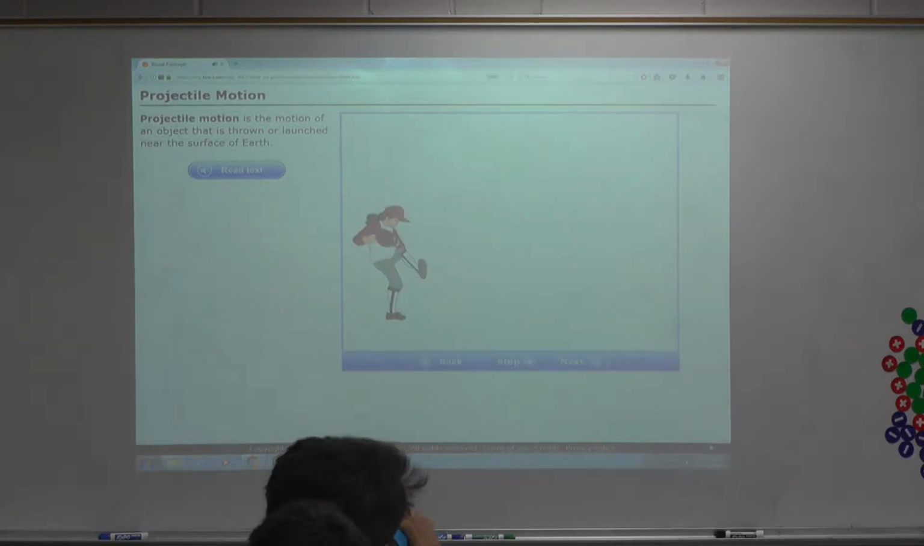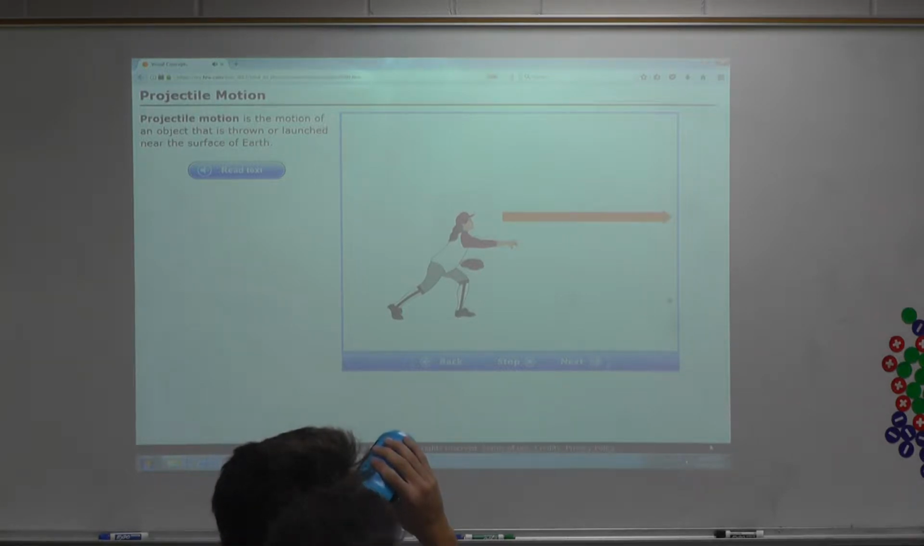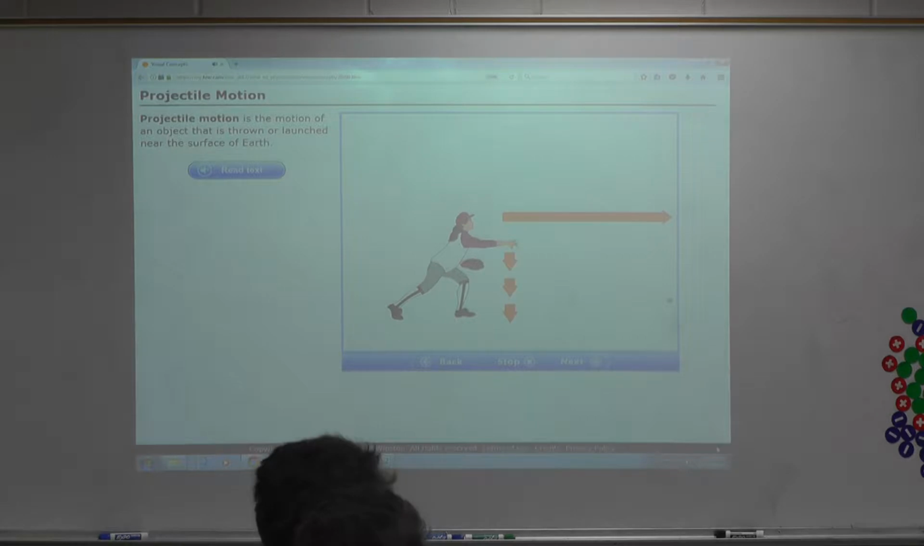As the ball leaves the pitcher's hand, it has a constant horizontal velocity. The force of gravity acts on the ball and accelerates it downward, causing its vertical velocity to increase. The two motions cause the ball to move in a curved path, known as a parabola.